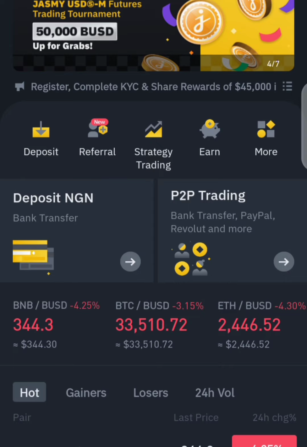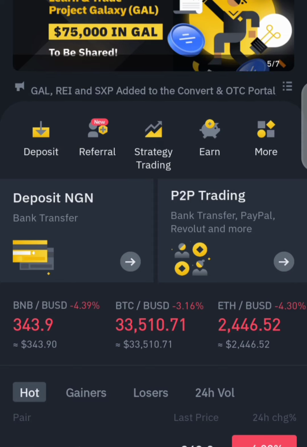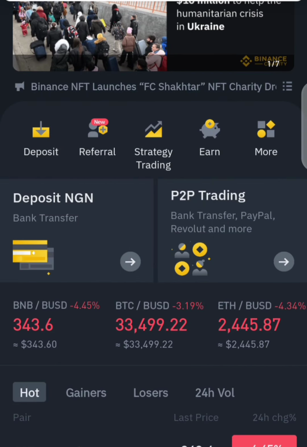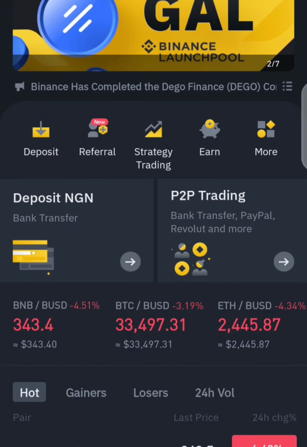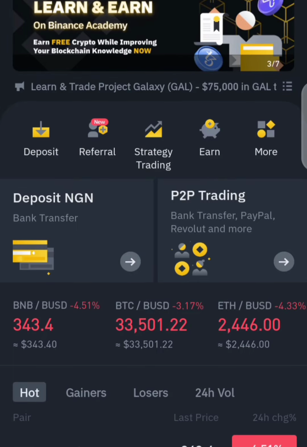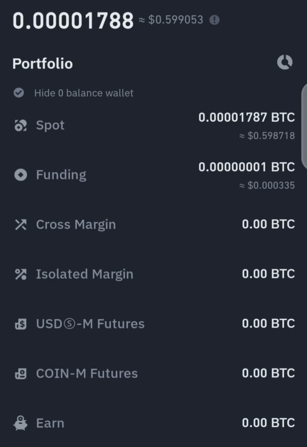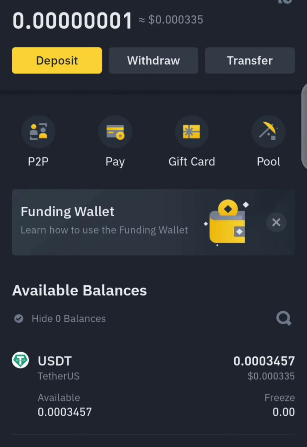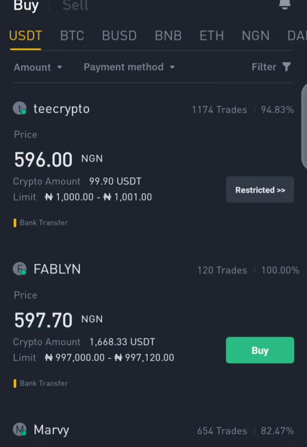Now the first thing you need to do is to look for the area where you will get the P2P trading. If you look, once you tap it, it will take you through. So there are many ways you can actually do that. You can equally click on P2P trading directly, or what you will do is to go to wallet. Once you go to wallet, you click on funding, it's another way. Then you will now see P2P, you click on it. So there are various ways you can actually achieve that.